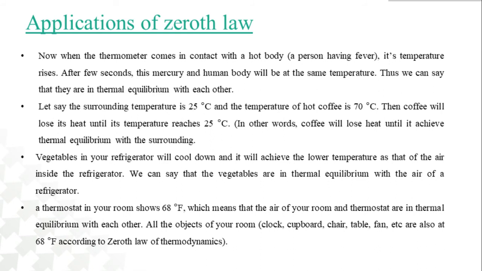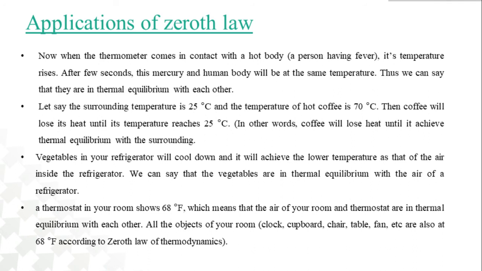Let's say the surrounding temperature is 25 degrees Celsius and the temperature of hot coffee is 70 degrees Celsius. Then the coffee will lose its heat until its temperature reaches 25 degrees Celsius. In other words, the coffee will lose heat until it achieves thermal equilibrium with the surroundings. Vegetables in your refrigerator will cool down and achieve the lower temperature of the air inside the refrigerator. We can say that the vegetables are in thermal equilibrium with the air of the refrigerator.